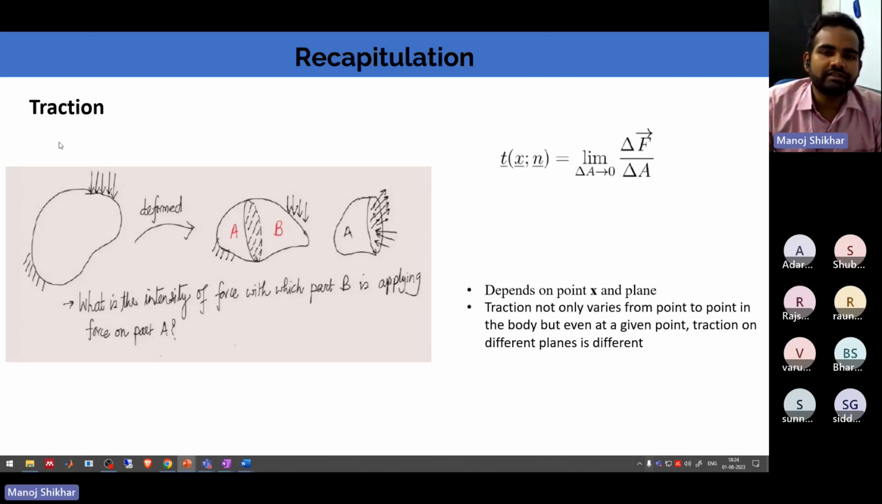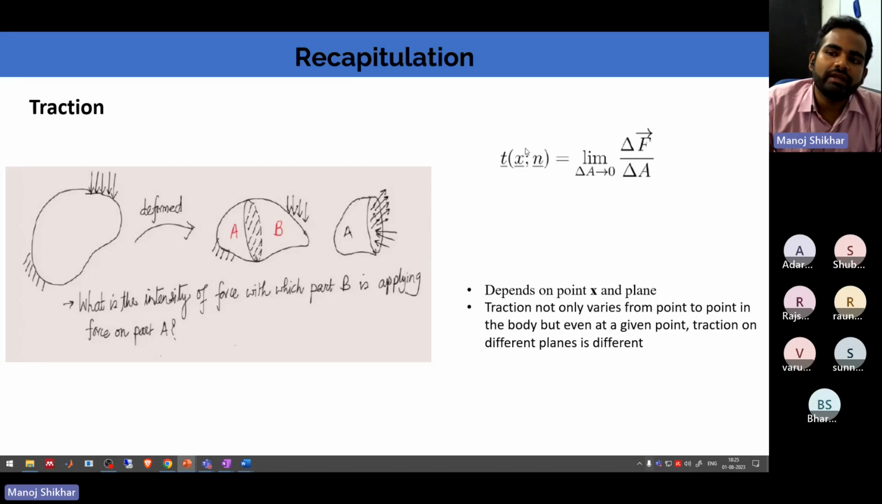So in lecture 2, professor has covered traction. Suppose we have a solid body fixed here, and we are applying some force or bending moment, whatever different kinds of forces or moments you can apply. So this will get deformed. Now, if we cut a section here, like A and B, and consider this part of the body, with what intensity is B applying force on part A? That intensity is traction.